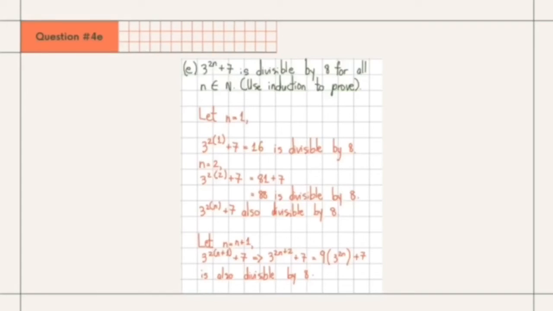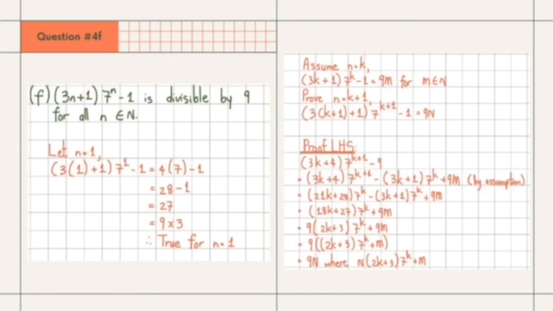As you can see, same goes to n plus 1. We substitute n plus 1 into the equation and we will get the answer 9 in bracket (3^(2n) plus 7). So it is also divisible by 8. Hence, we can see that this equation is proved, that 3^(2n) plus 7 is divisible by 8.